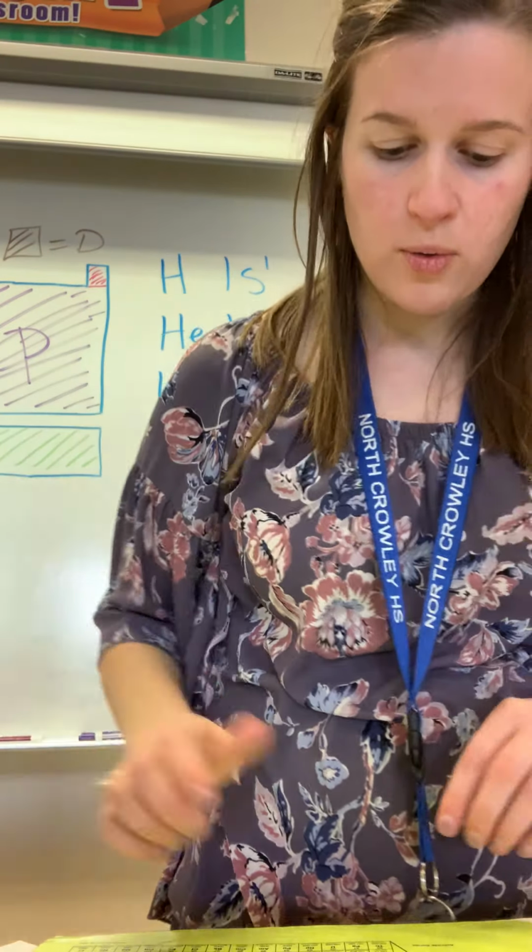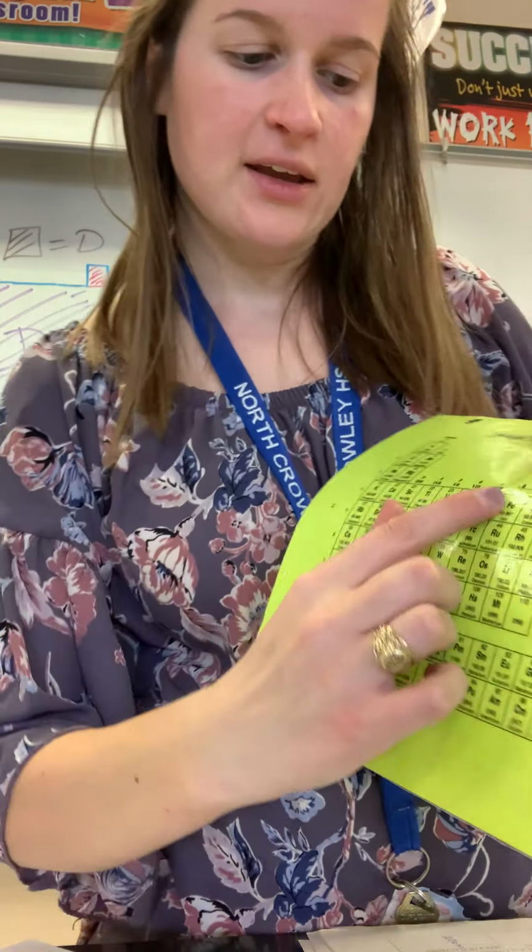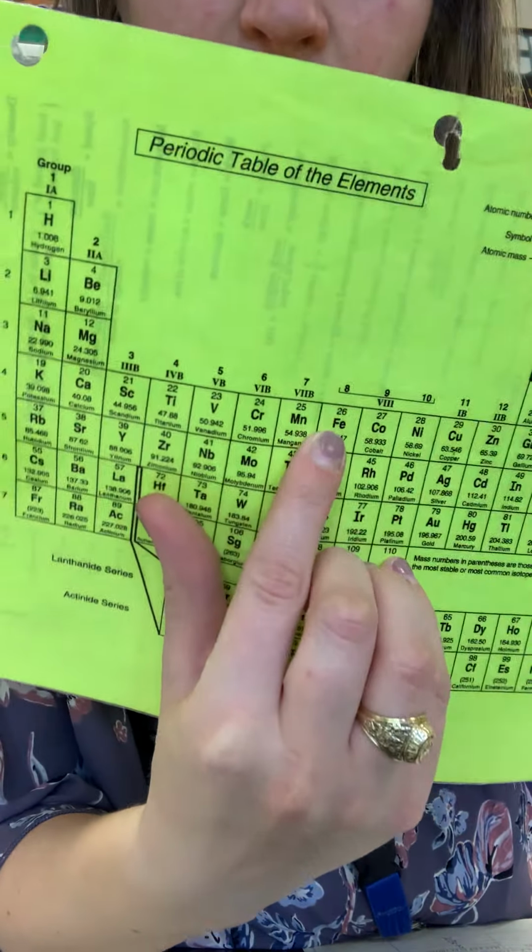When you get into the d and the f section, you need to subtract 1 from your energy level. And so I'll show you what that looks like. We will work iron, Fe, right here in the middle. Iron is what we're going to do. It's atomic number 26.